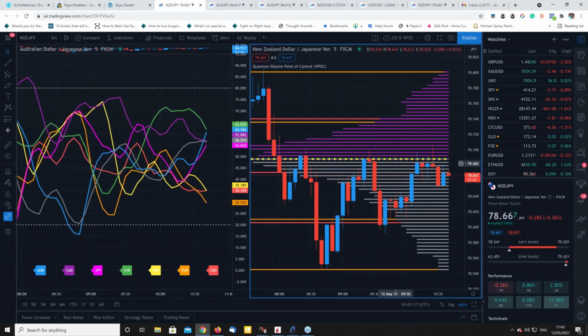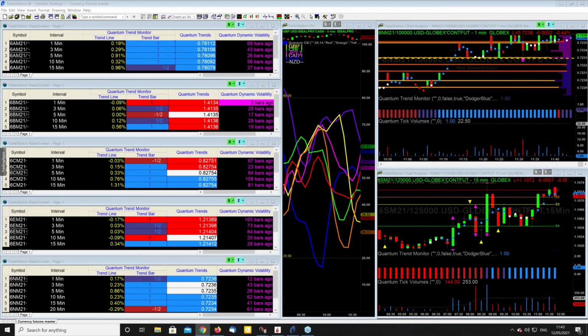And then you've got the volume point of control here as well, with all the various high volume and low volume nodes on the chart, as you would expect in the normal way. So as I say, they will all be added automatically.